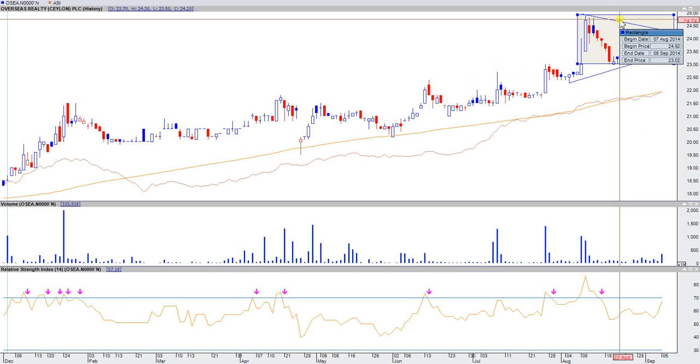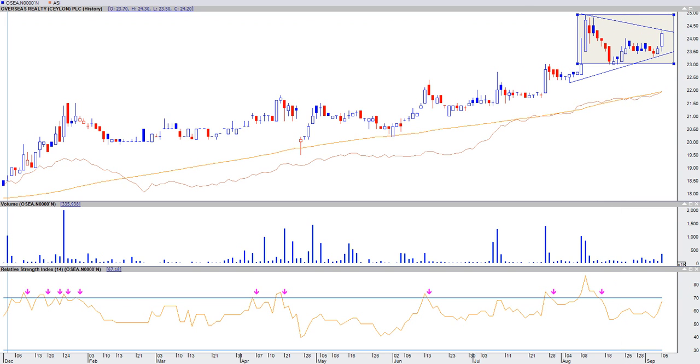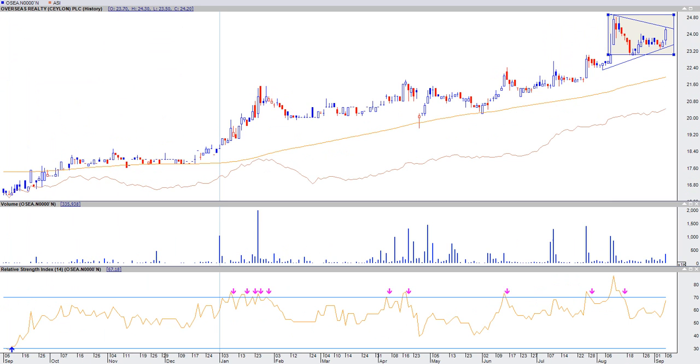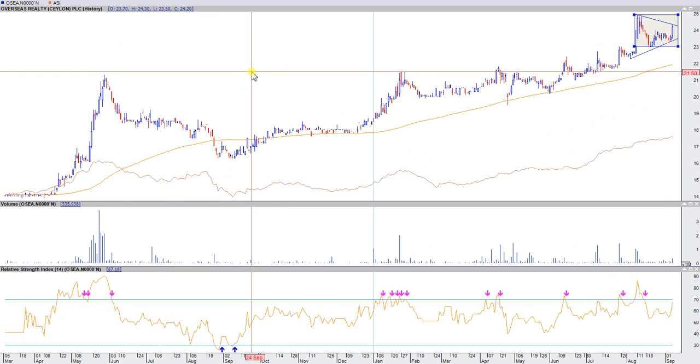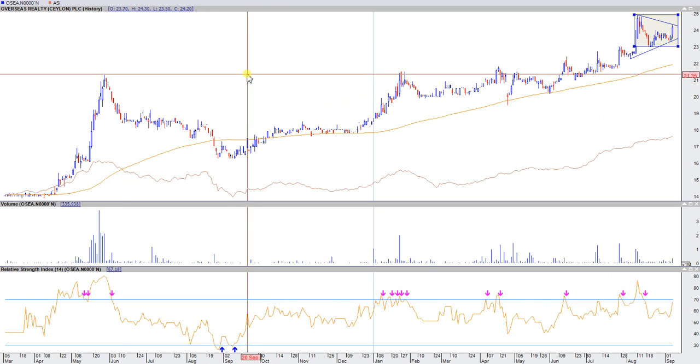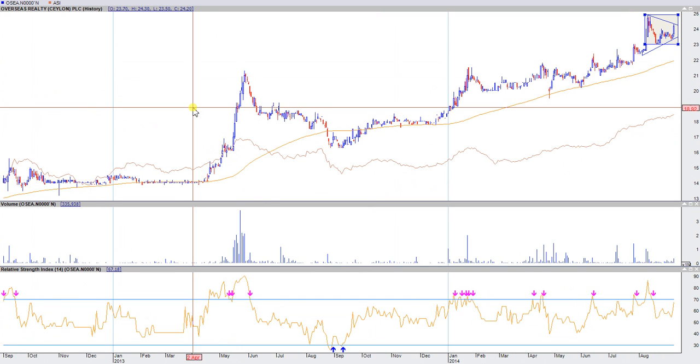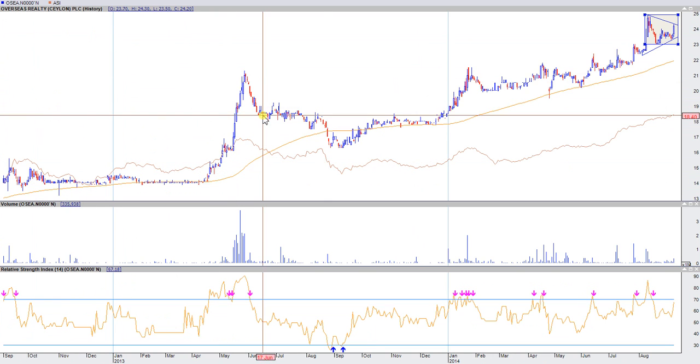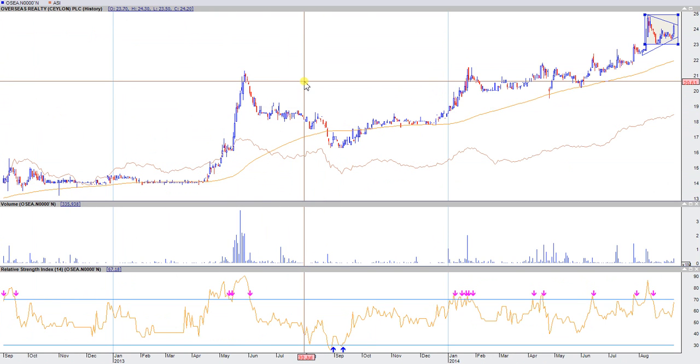Now since that, if I remember correctly, when I did the first video on OSEA, I was referring to a target of around 31, 32. So this is something that we need to have a look at again in order to get a broad outlook about its future run.